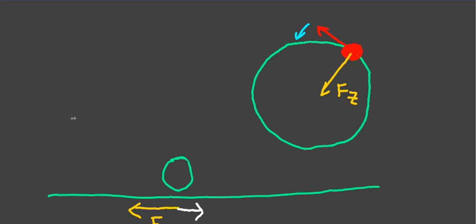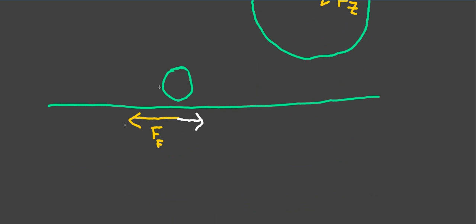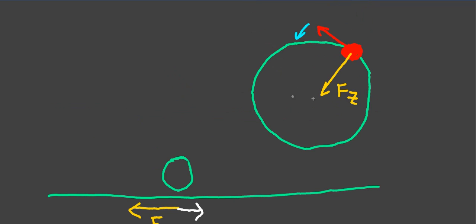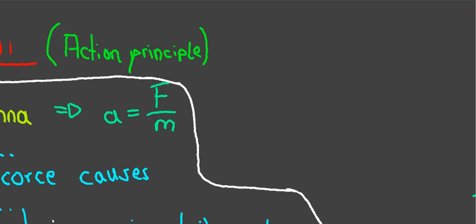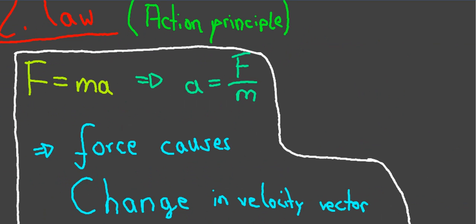And we're going to see that you can split every force into a part that goes parallel or anti-parallel, like this force right here, and a part that goes orthogonal or perpendicular to our velocity, and that causes a change in direction. So we're going to see that that's always possible in the next video.